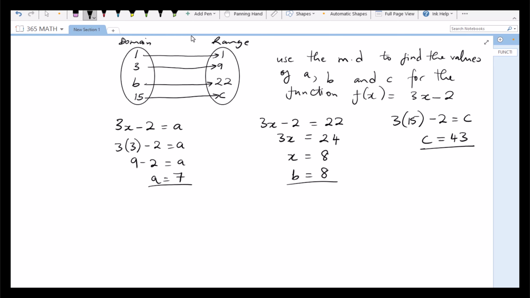Now, I want you to take note of something. What we have been looking at right here are called one-to-one functions.